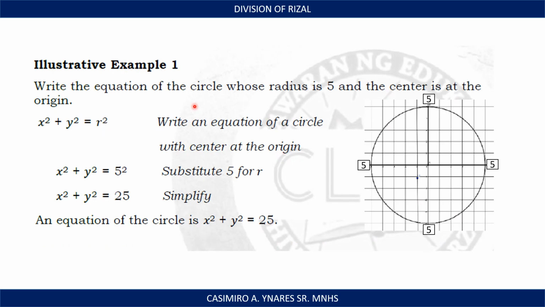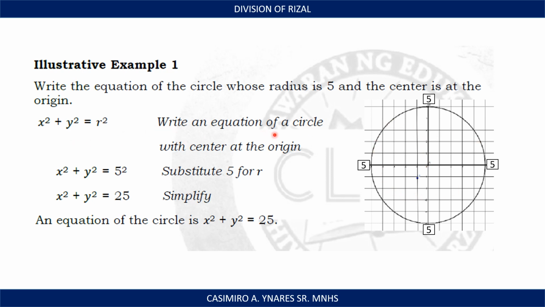Let's have an example. Write the equation of the circle whose radius is 5 and the center is the origin. So this is our graph of the circle. The center is at the origin, which is 0, 0, and the radius is 5. So we count 5 units: 1, 2, 3, 4, 5 to the right, left, up, and down. So this will be the look of the graph of our circle.